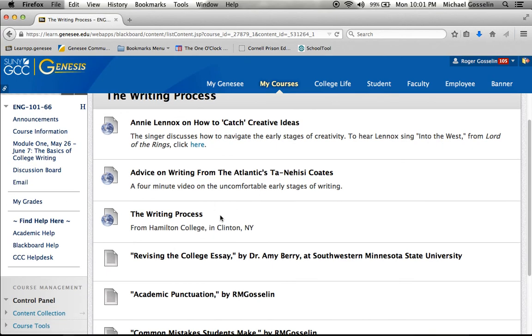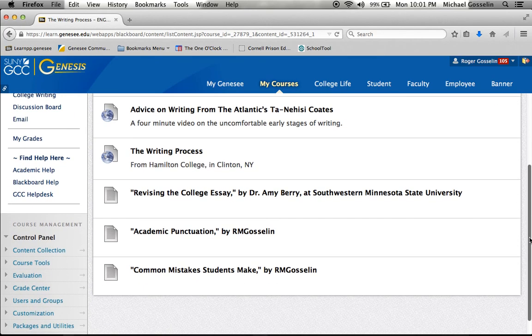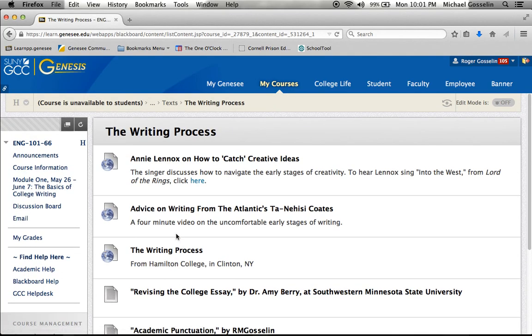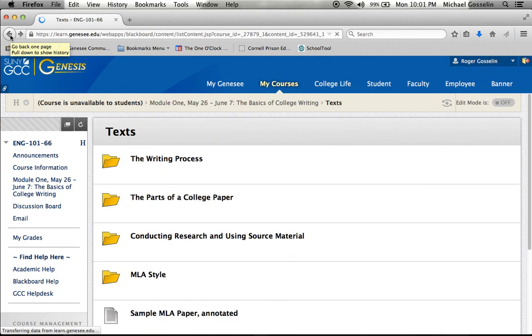And just read all this stuff and learn what's in there. Academic punctuation, common mistakes students make. Learn all this stuff. Formatting of titles in college papers is very important, so please get used to that. Everybody, not everybody, but most people make mistakes with that. How to format the title of an article, how to format the name of a website, how to format a book, so please learn that stuff.